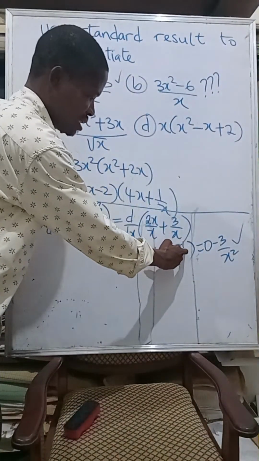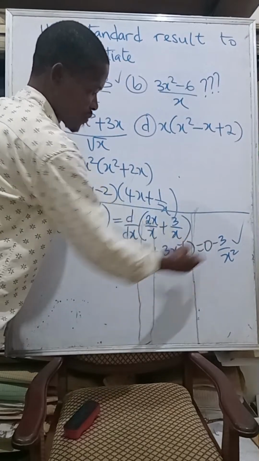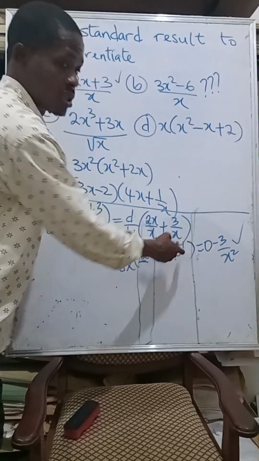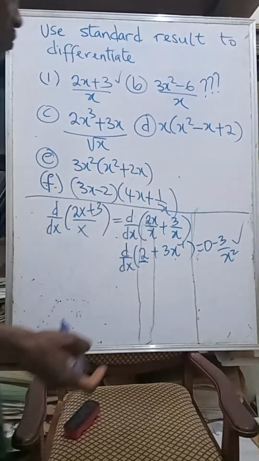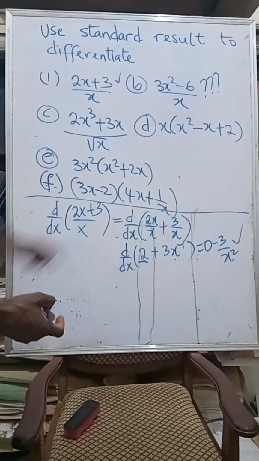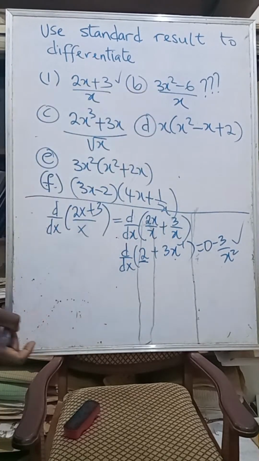So that's that for the first one. This will be minus 1 times 3, that's minus 3, and then the power minus 1, that's minus 2. So take it down. So that's that. B part, put the answer in the comment section.